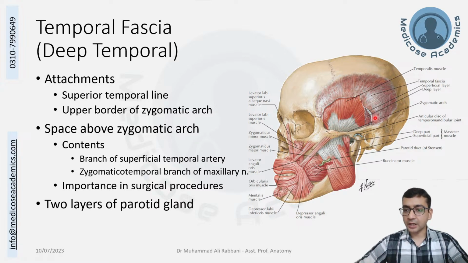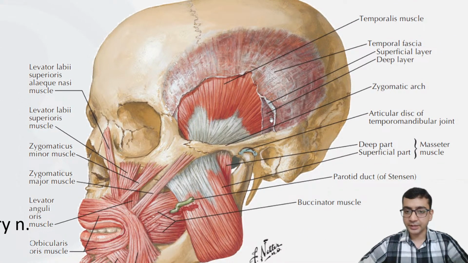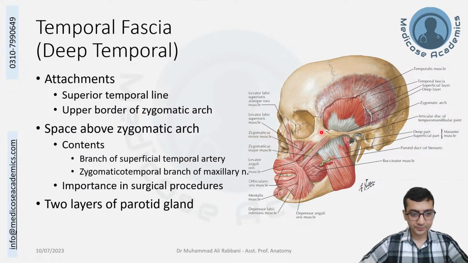Before attaching to the zygomatic arch, it splits into two fascial layers, superficial and deep. So a little cavity is created between these two layers on top of the arch. It contains a few structures that we will discuss. The cavity is not so important in itself, but it contains a penetrating branch from the superficial temporal artery called the middle branch or zygomaticotemporal branch, and then the zygomaticotemporal branch of the maxillary nerve. These are the ones that are going inside.